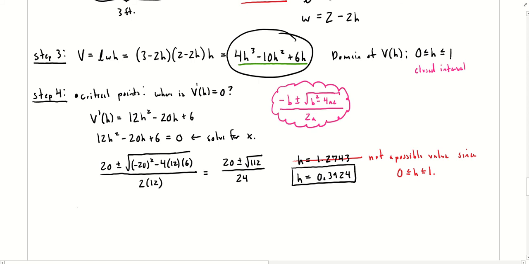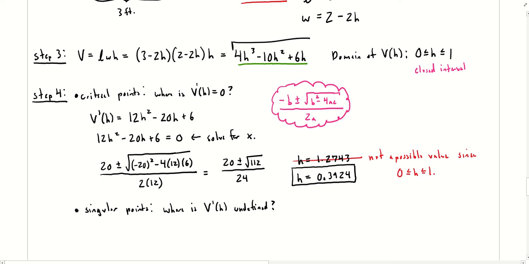What about singular points? Remember, singular points occur where my first derivative is undefined. Well, my first derivative is a polynomial, which is defined for all values of x, so I don't have any singular points.